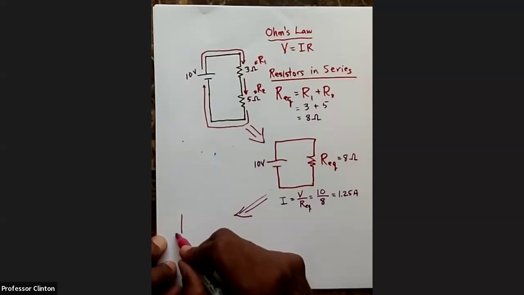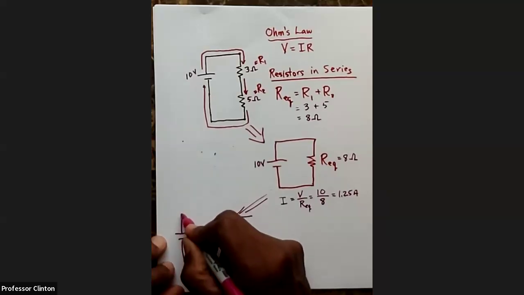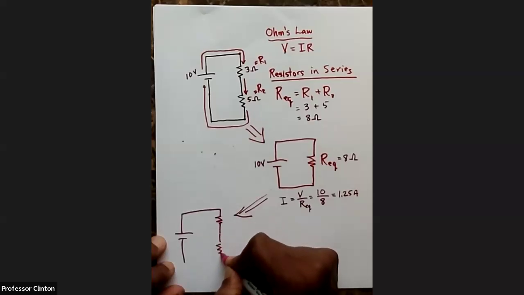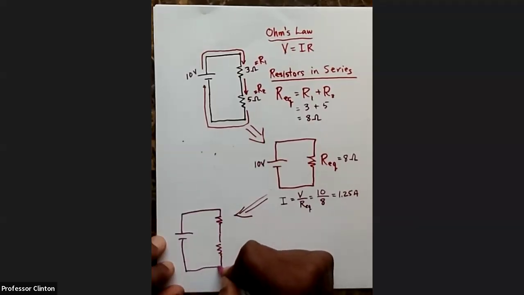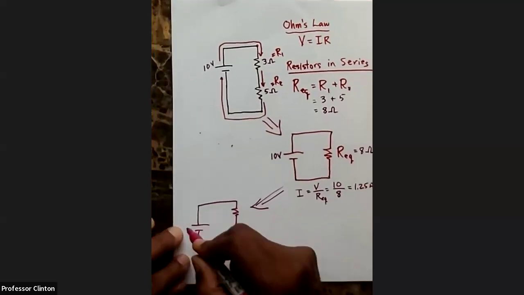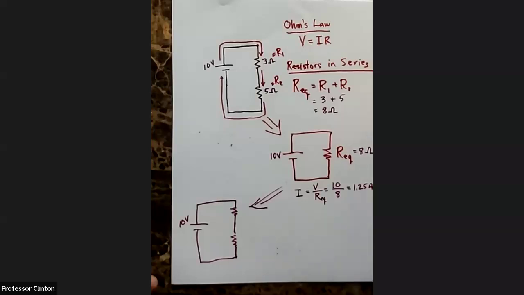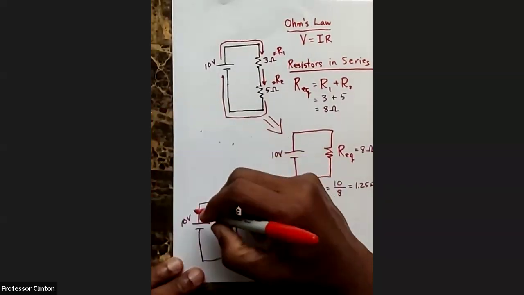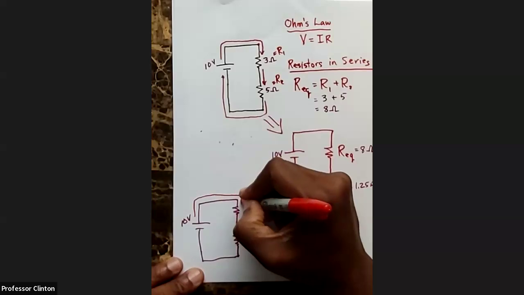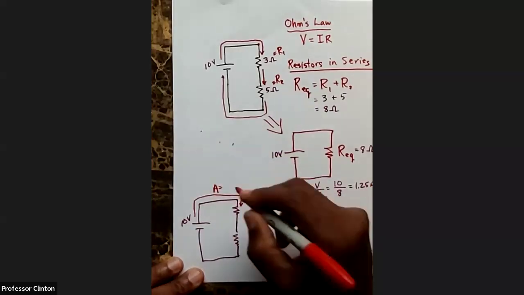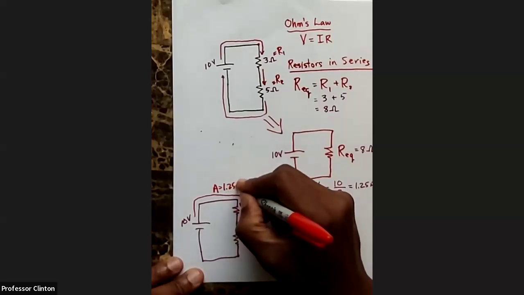So let's redraw this again. We start off here at 10 volts. We know that there's a current going around now, and the amperage is 1.25 amps.